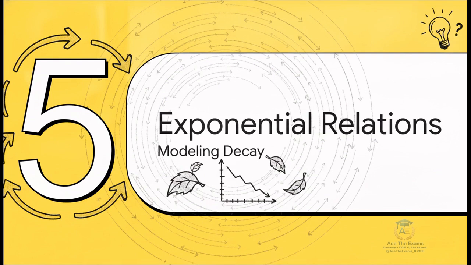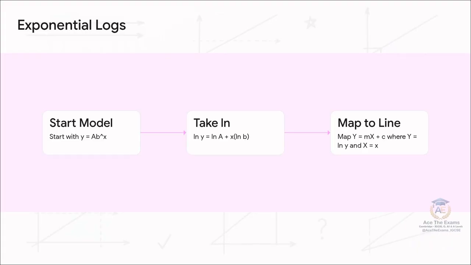Section 5. We've mastered power models, but what about when the variable itself is in the exponent? Let's tackle exponential relationships and modeling decay. This transformation technique works just as beautifully for exponential models. This is where the variable x is the power itself, like y equals a times b to the power of x. Instead of standard base 10 logs, Cambridge examiners often expect you to use natural logarithms, denoted as ln on your calculator, to unwrap these variables. The steps are incredibly similar.